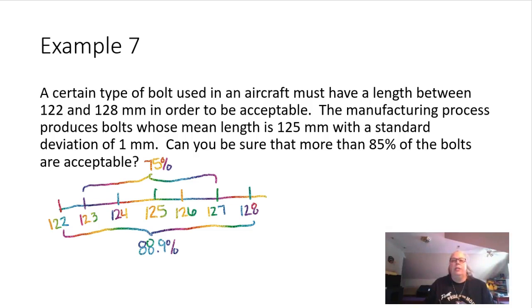Now our question is, right here, the length needs to be between 122 and 128 in order to be acceptable, and we want to make sure that there's more than 85%. Well, by using Chebyshev here, we get 88.9% between 122 and 128, so we can be sure that more than 85% of the bolts are acceptable.